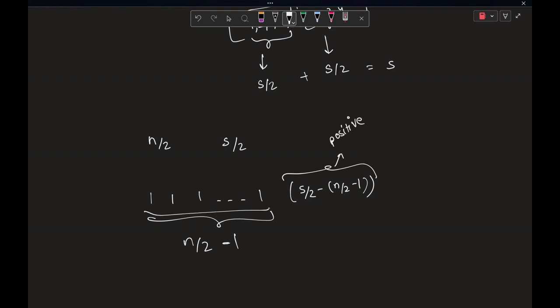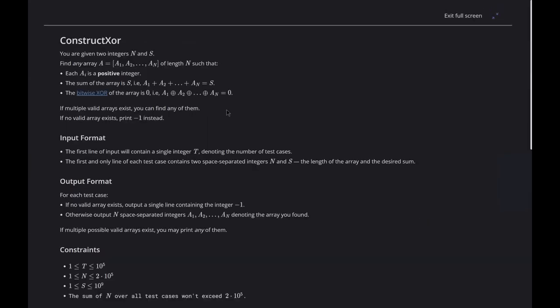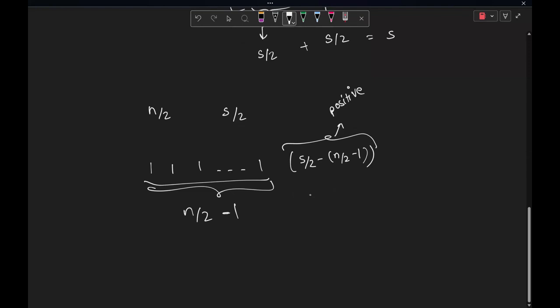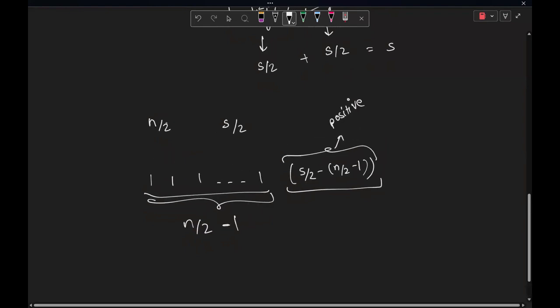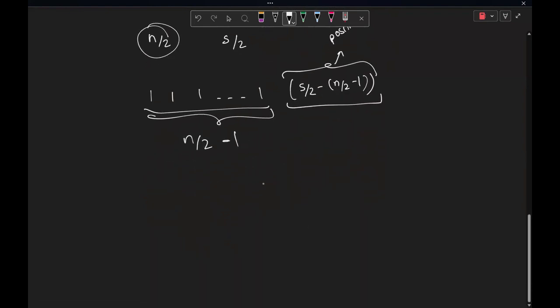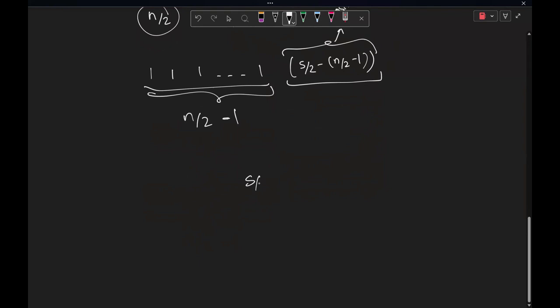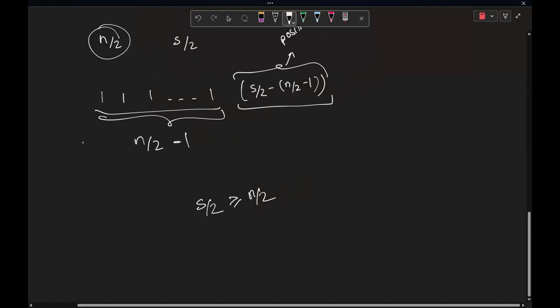For all these characters, you know that these are positive. These are not violating any of the constraints which we had to make sure. But this might violate it. So you can just check that, since you have n by 2 elements, s by 2 should definitely be greater than or equal to n by 2. In that case, you can just have this as your answer.